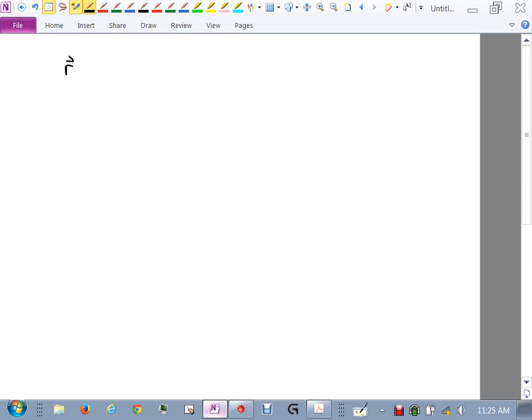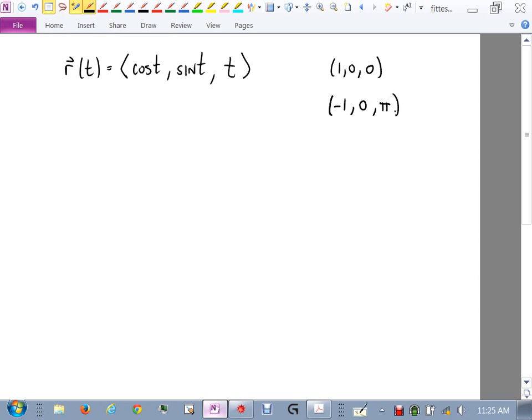So if r of t is cosine t, sine t, t, what does that draw? It's like a spiral, it's like a coil, like a spring, something like that. Fixed radius, right? There's your starting and ending point, right? Now it is important that we start here and end here. We don't want it to go the other way. Although the arc length shouldn't matter, should it?